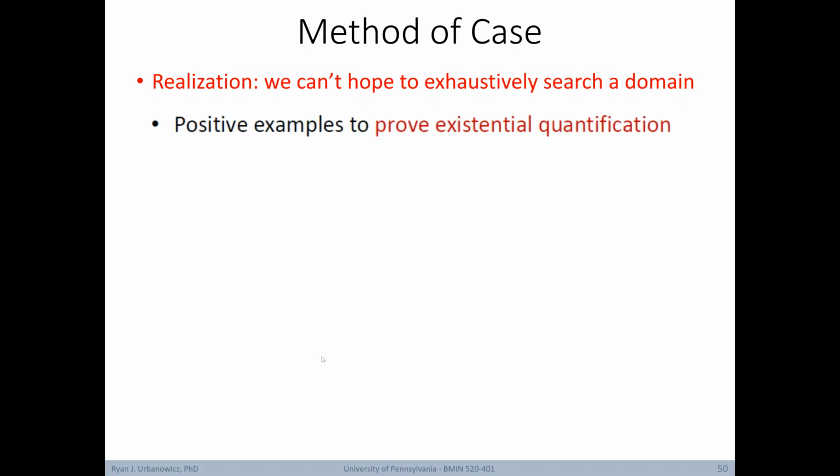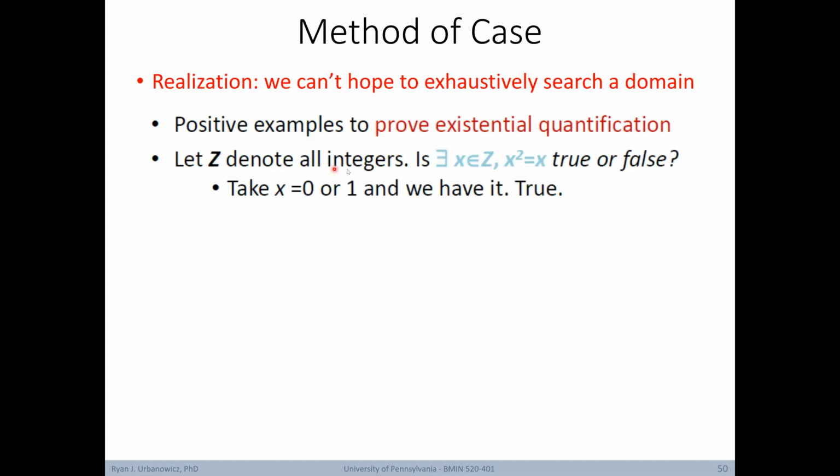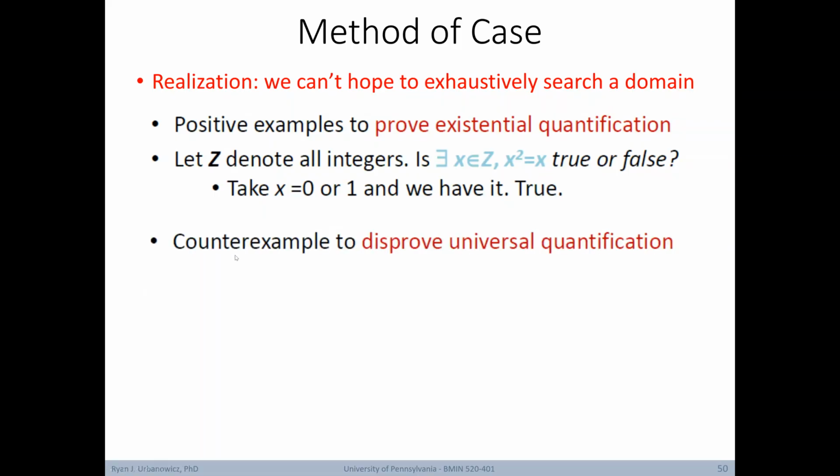Here, we can use positive examples to prove an existential quantification. For example, let Z be the domain of all integers. And our formula is, there is some x in Z where x squared equals x. Well, in this example, with a little intuition, we can try out 0 or 1, and in both of these, the answer is true. Therefore, because this is an existential quantification, we've proven this formula to be true given the domain.